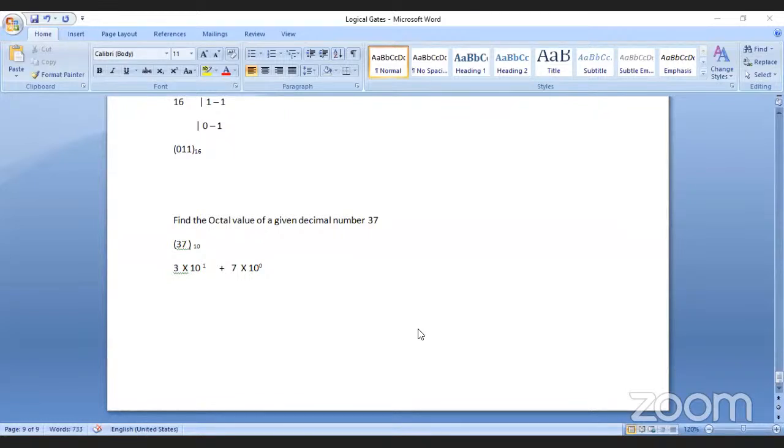I hope it is clear now. So I have to write each and every number separately, that is 3 and 7. Then I have to come from the left hand: 10 power 0, then 10 power 1, 10 power 2, 10 power 3, 10 power 4. Then between the different numbers I have to keep a plus. If 3 numbers are there, I have to keep 2 plus signs, in between the numbers.